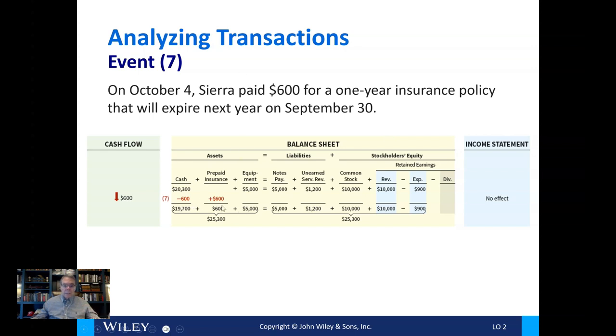You've got a prepaid insurance. Again, we're going to expense over the course of 12 months. And we've got a decrease in cash.